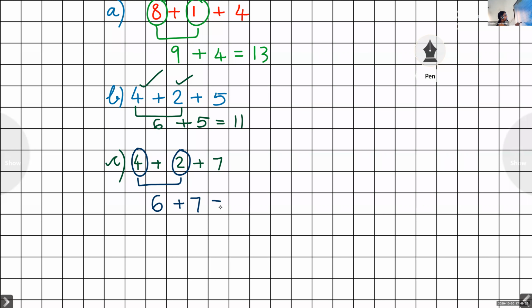6 plus 7. What is the answer? 7 we can keep in our mind, 6 you take on your fingers. Now after 7: 8, 9, 10, 11, 12, 13. So 6 plus 7 is equal to 13. We get the answer 13.